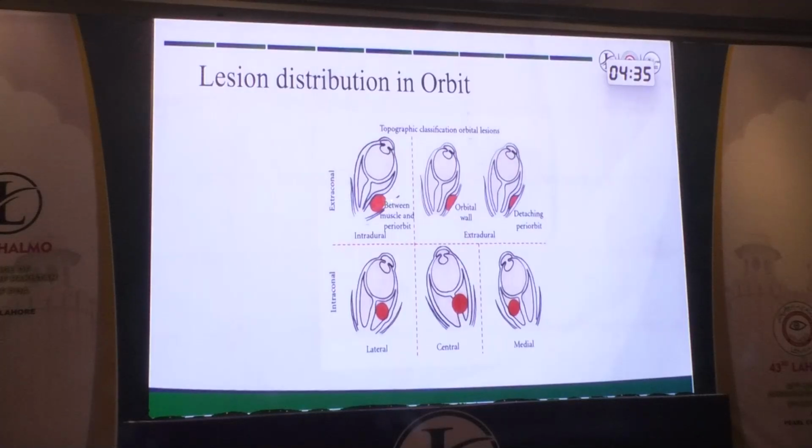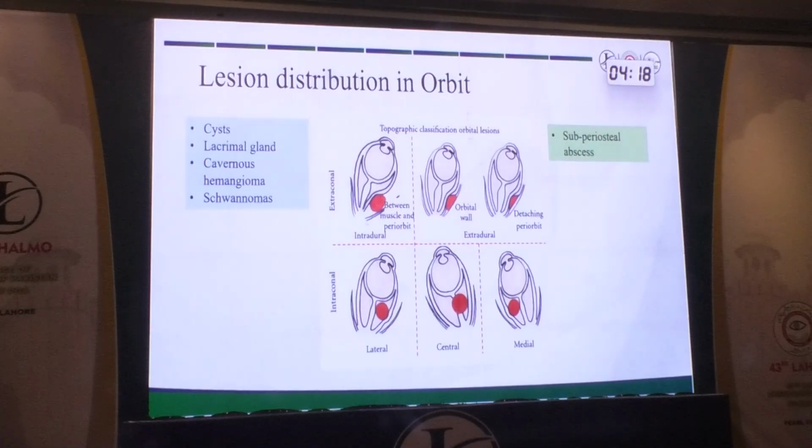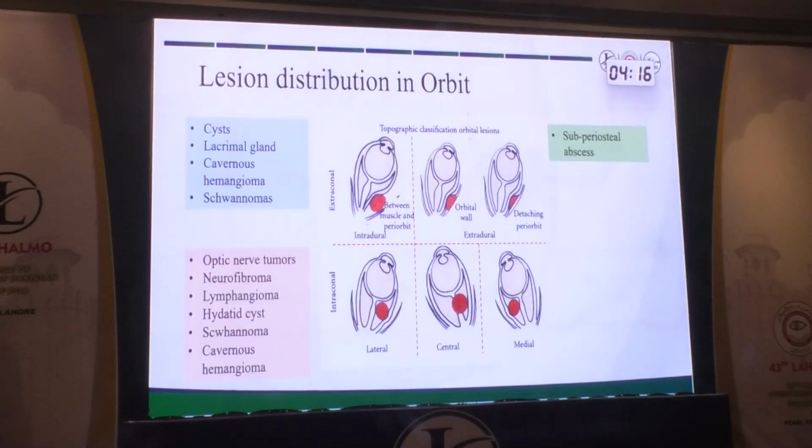The extraconal space, this is between the muscles and the periosteum. Intraconal, within the muscle cone. The lesion distribution is such that most of the intraconal and extraconal lesions are mainly cysts, lesions of the lacrimal gland, cavernous hemangiomas or peripheral nerve tumors, mainly schwannomas.